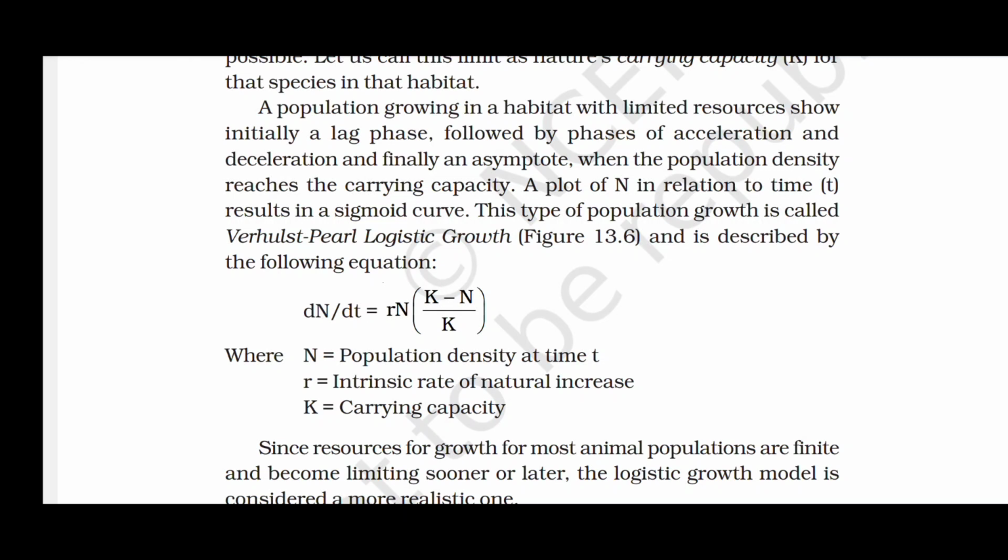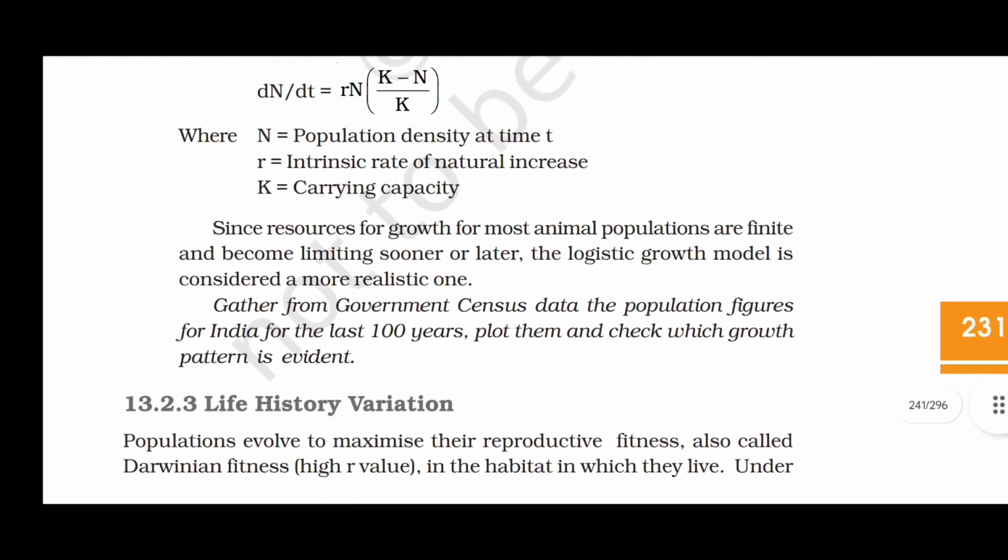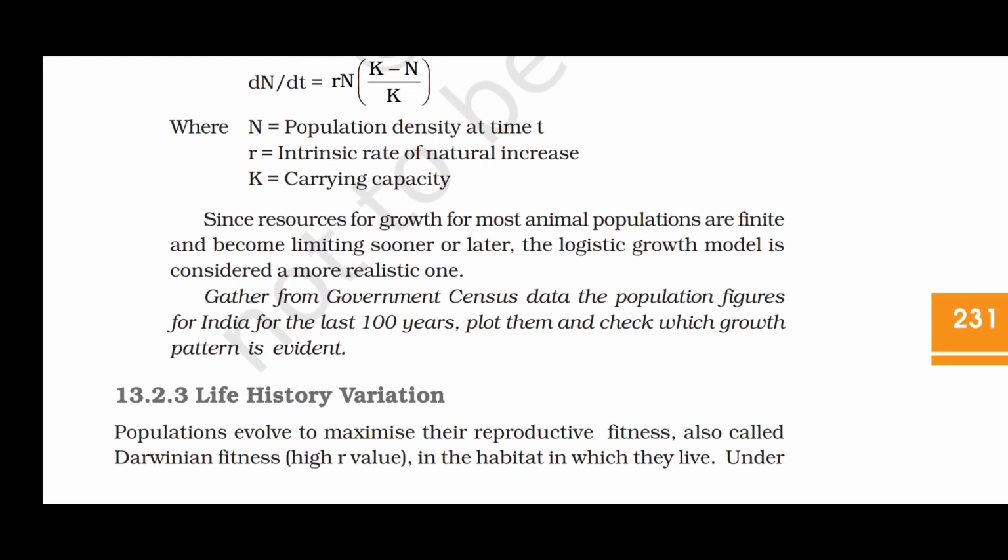dN/dt = rN (K − N)/K, where N is the population density at time t, r is the intrinsic rate of natural increase, and K is the carrying capacity. Since resources for growth for most animal populations are finite and become limiting sooner or later, the logistic growth model is considered the more realistic one.